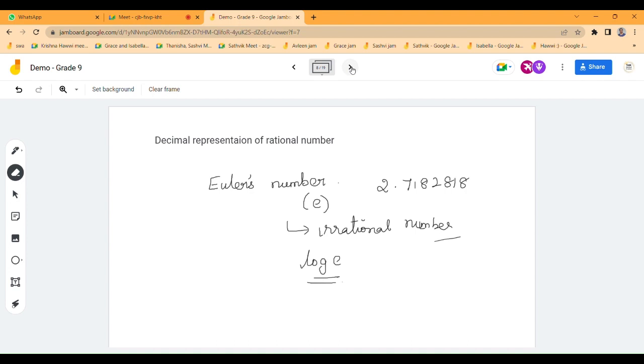One more thing is the golden ratio. It's a very special number. This is also an irrational number. These digits don't follow any pattern. Approximately it is equal to 1.618. It's not following any pattern. It's an irrational number and special. This number is called the golden ratio. Understand?